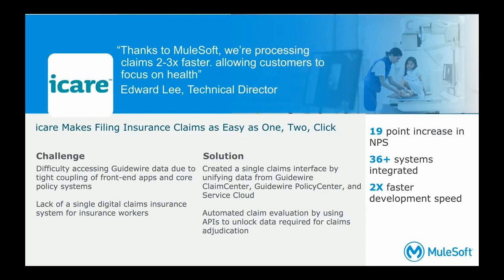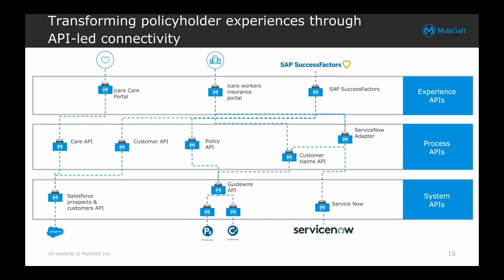And the results from an approach centered around APIs instead of custom code, on the IT side, it allowed them to deliver digital experiences like this digital claims platform 2x faster. And as a result, they were able to increase their NPS score by 19 points. And as you can see, when you look at their architecture, a lot of common threads between the reference architecture we showed and what iCare is doing. So what you can see here is they built APIs as an abstraction layer on top of Guidewire. They've created units of business value or abstractions on the process level with things like a policy API and a customer API. And they are reusing those APIs across a variety of digital channels.